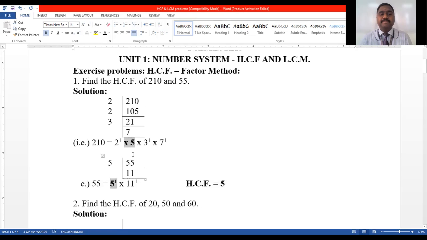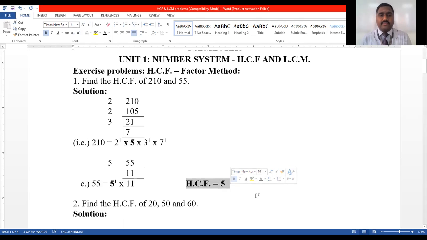So here, 5 with the least power. We already told you under the factor method, what is the condition? We have to take the common prime divisors with the least power. So here 5 is the common prime number, which is a divisor for both numbers 210 and 55. And what is the least power? 1 is the least power for both cases. So we take HCF is equal to 5. Clear now? So this is the way to calculate the highest common factor for given numbers under the factor method.